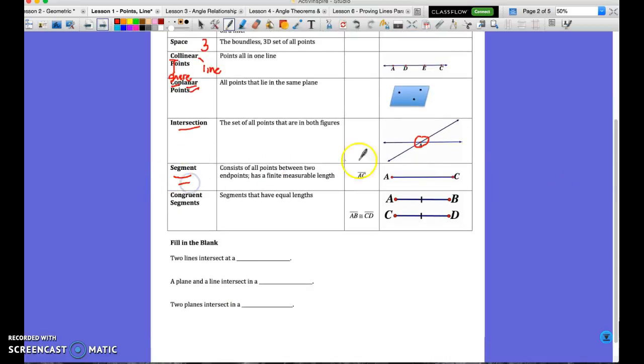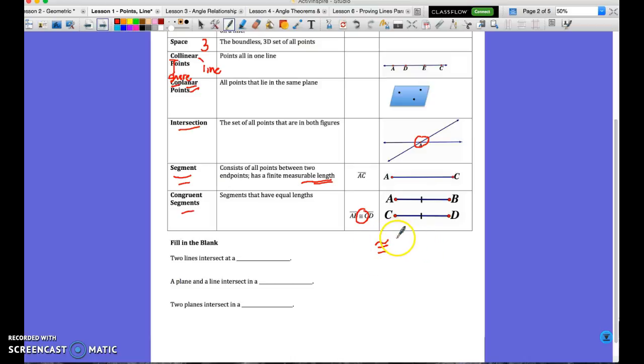Very quickly, a segment is just a subset of a line. It's a piece of a line. And what it has is 2 defined starting or ending points. And its length is measurable. And finally, we have congruent segments. The key here is to look at the symbol, which is really just an equal sign with a wavy little piece on top. That means congruent.